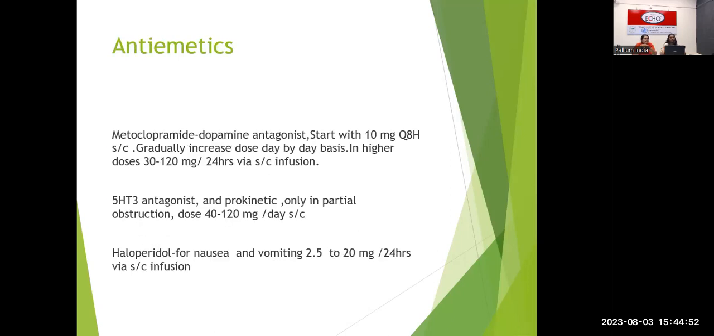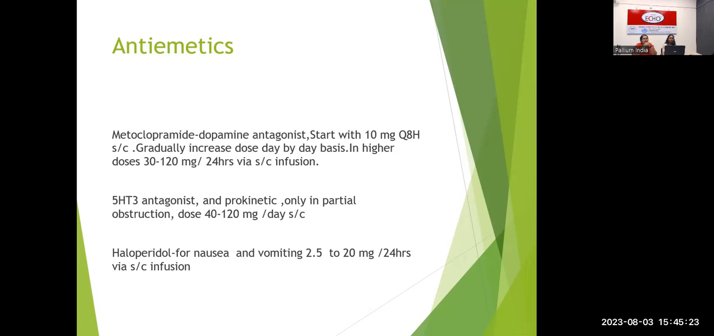Now we'll see each drug in detail. Antiemetic, I said metoclopramide, it is a dopamine antagonist with a starting dose of 10 milligrams 8 hourly. You can gradually increase the dose on a day by day basis. The higher dose is maximum 30 to 120 milligrams over 24 hours. It can be given subcutaneously, and as subcutaneous infusions also. It is a prokinetic, and it should be given only in partial obstruction.